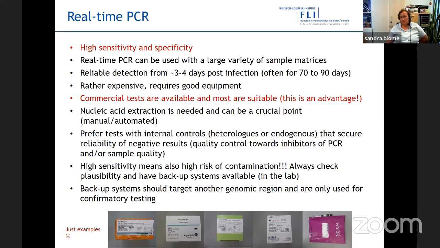Backup systems should target another genomic region and are only used for confirmatory testing. If you're working in the lab, keep your fingers off these confirmatory tests. You only take them out of the fridge when you have a problem.